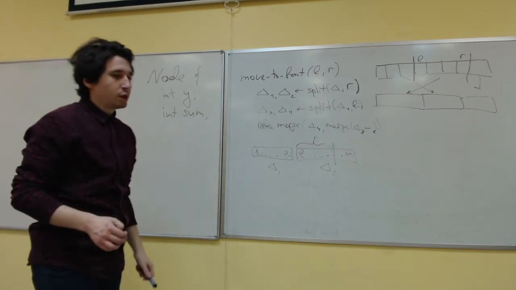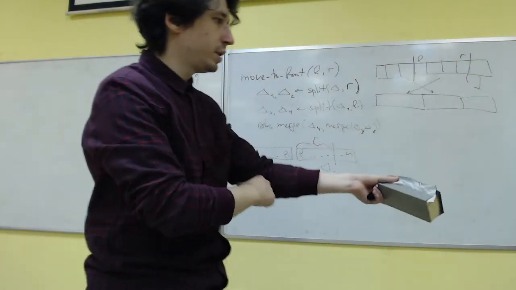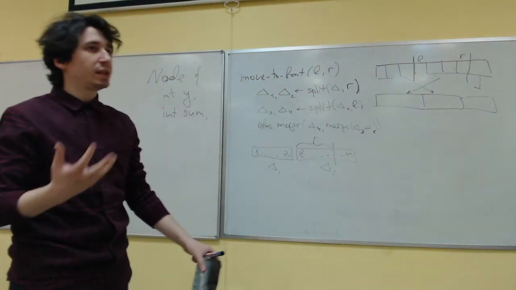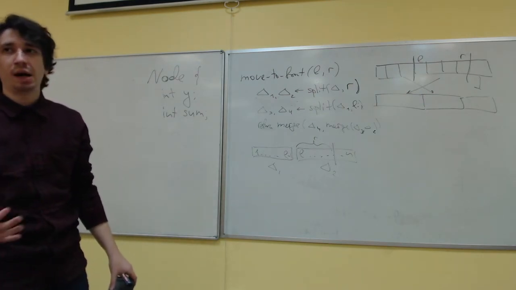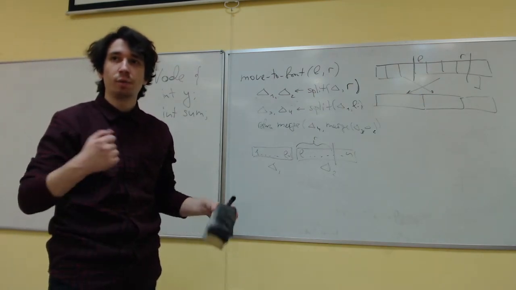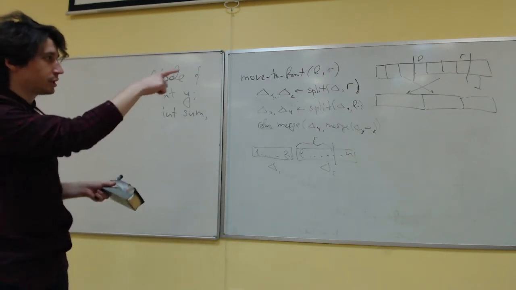Now let's talk about different problems that can be solved using the implicit key. The main idea of the implicit key is that it allows you to split by position, not by the key of an element, but by the position in this array.